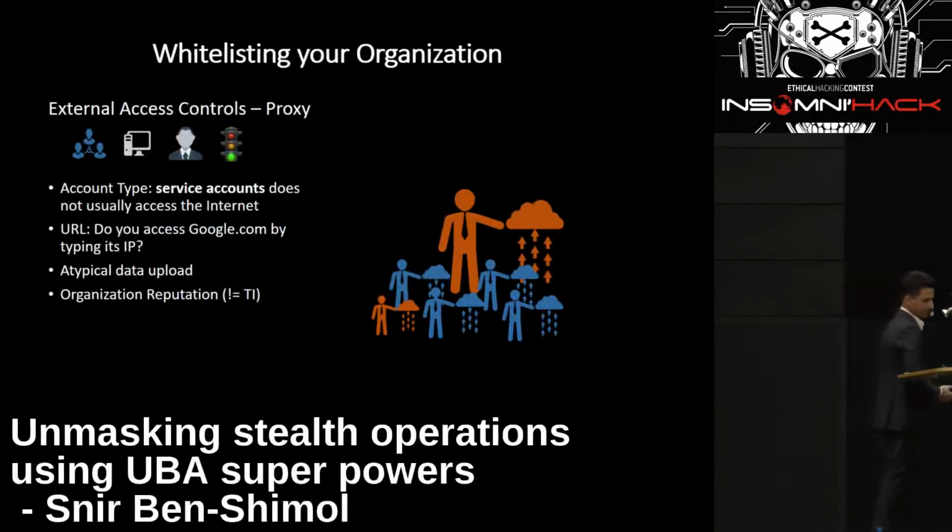Proxy. So external access control can be VPN and also proxy. We talked about in the stealth operation that you can use proxy to lateral move and also to infect users. The service account is usually not going through the internet, you rarely see that, okay? And if they are accessing the internet, maybe they're accessing a common trusted domain. Maybe it's the Azure or the Amazon account of the organization.